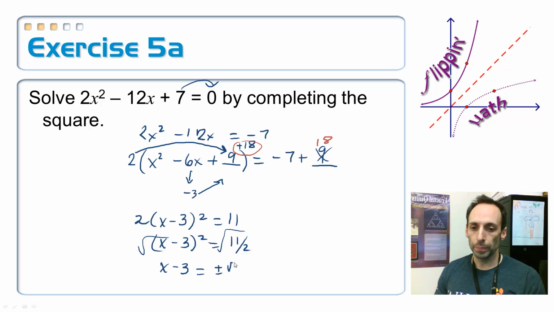Now I'm going to break this up. Square root of 11 over the square root of 2. I can't have the square root of 2 on the bottom, so I'm going to have to rationalize it, multiply square root of 2 on the top and the bottom.